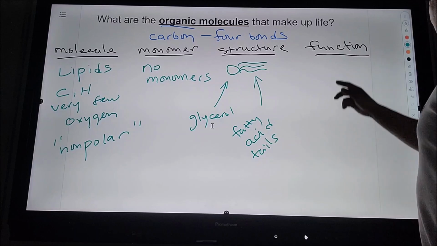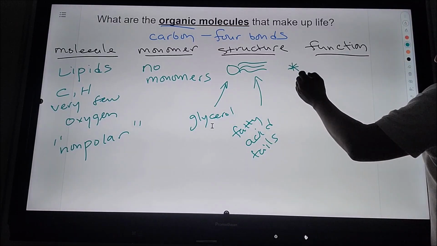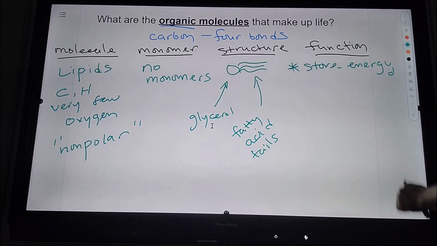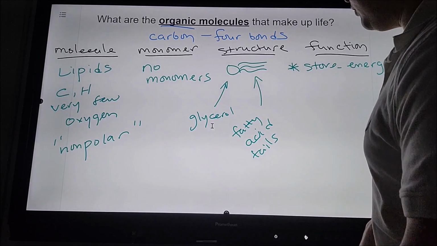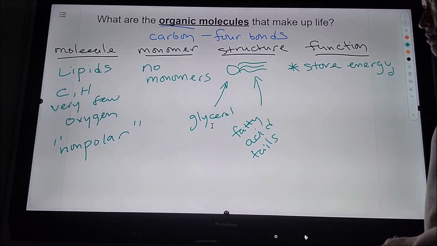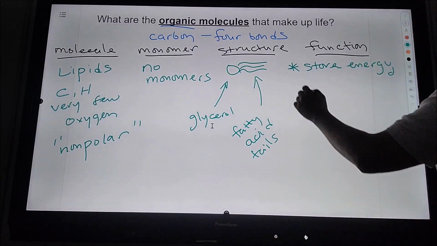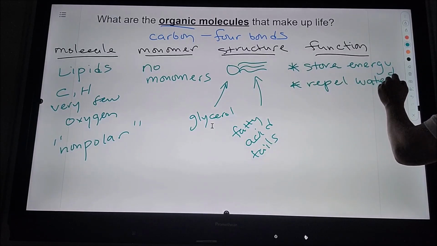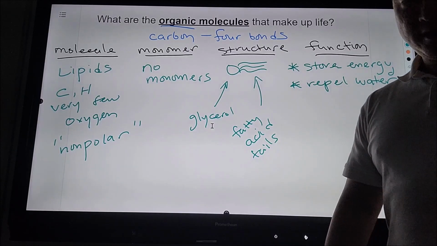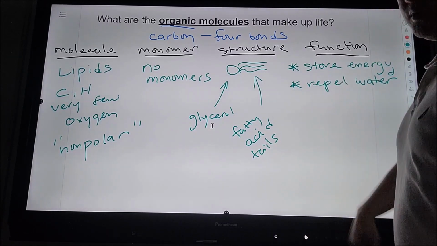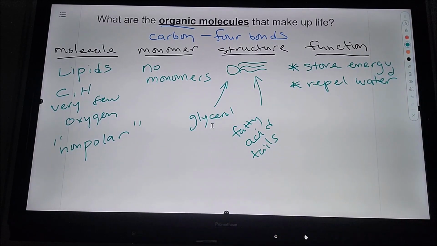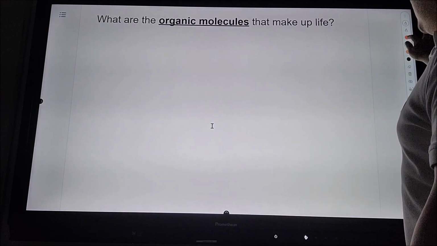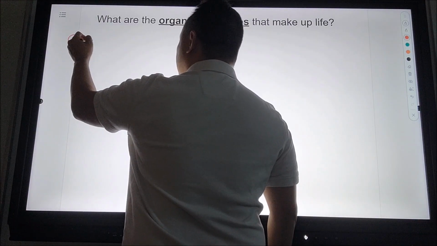So the general functions of fats and oils is to store energy. Fats and oils store a lot of energy, 9 calories per gram, which is more than carbohydrates. So they store energy. They also repel water. And there are other functions, but these are probably the 2 most common ones you're likely to be expected to know. All right, so our next one, let's take a look at our carbohydrates.